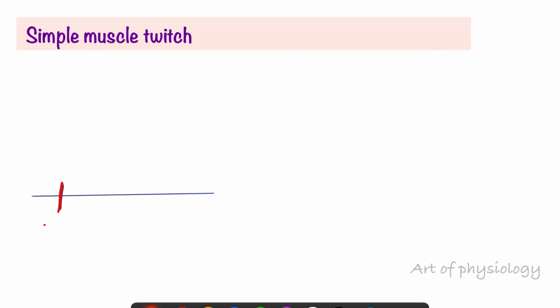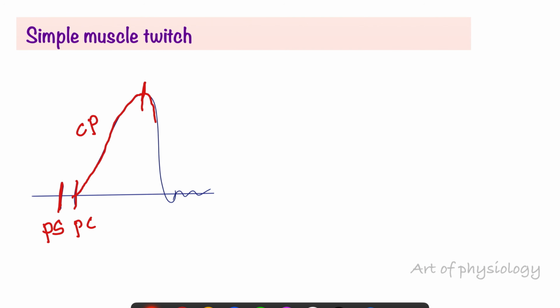This is a point where you are giving the stimulus. So this is the point of stimulus. Now this is the point where the contraction is started. So this is the point of contraction. Now comes the graph. From here the contraction is starting, till here the contraction will be there. So this period is called the contraction phase or contraction period. Now comes the relaxation phase or the relaxation period.